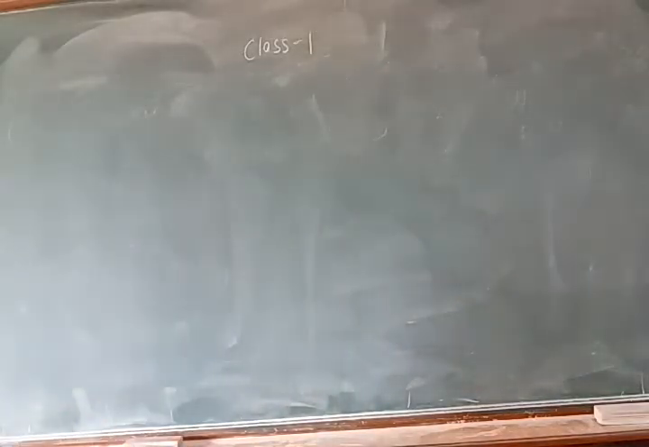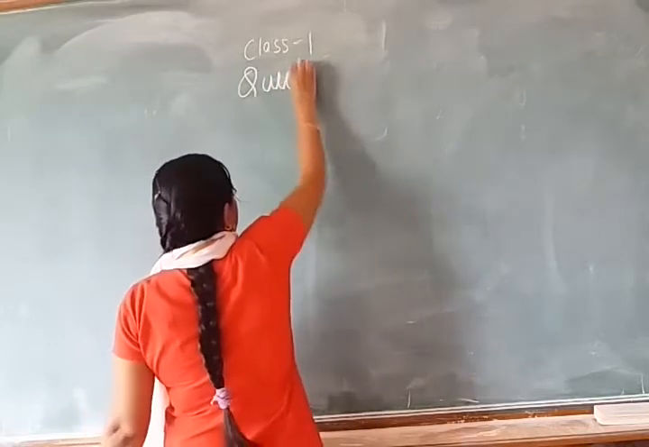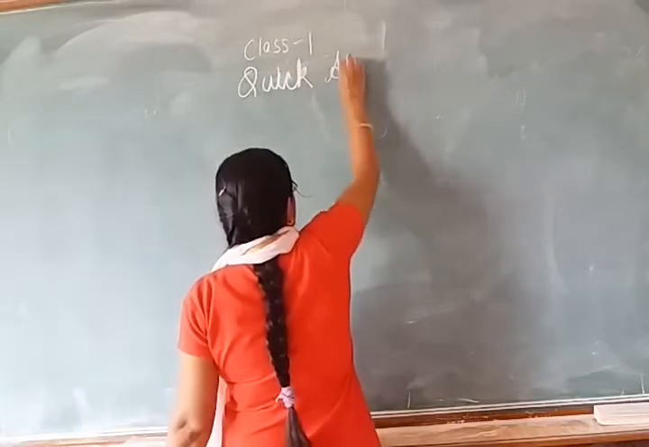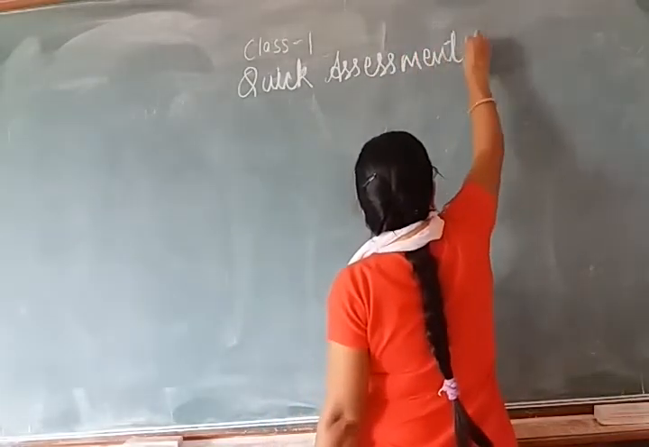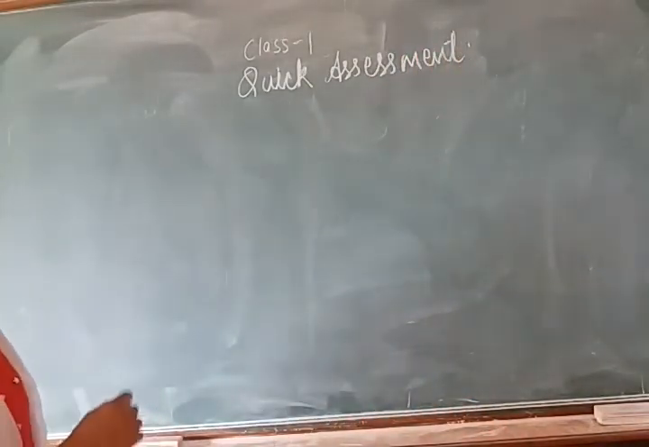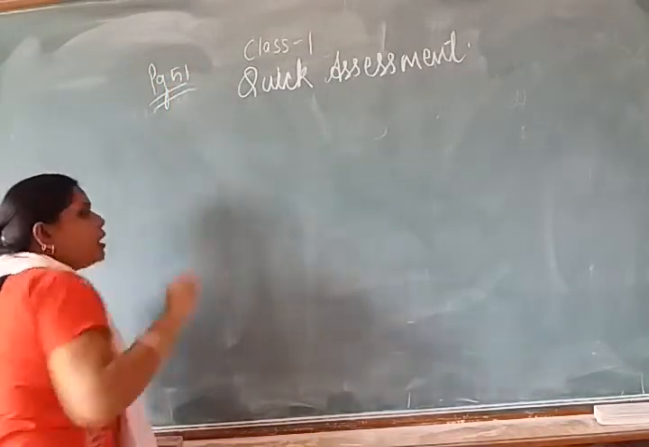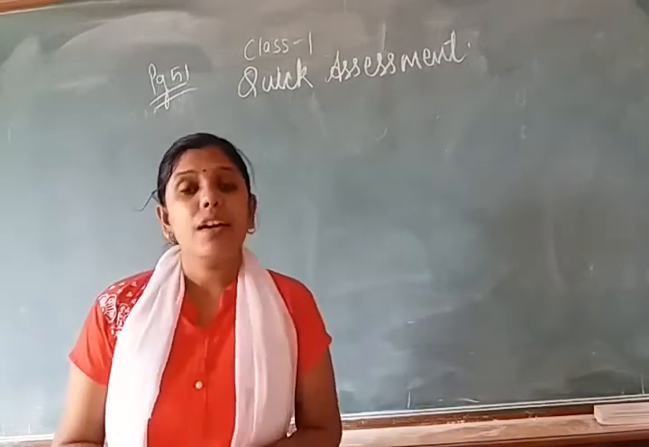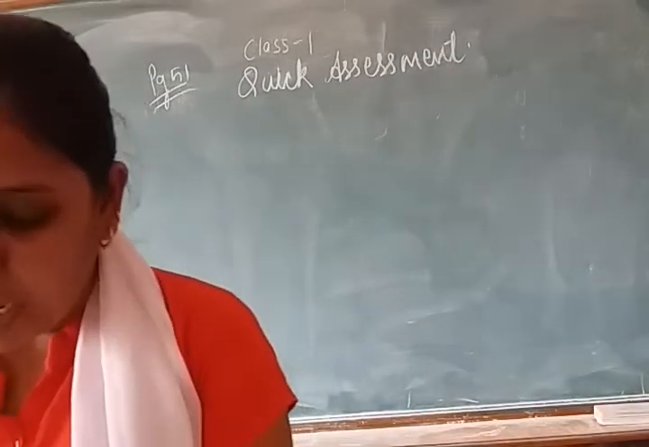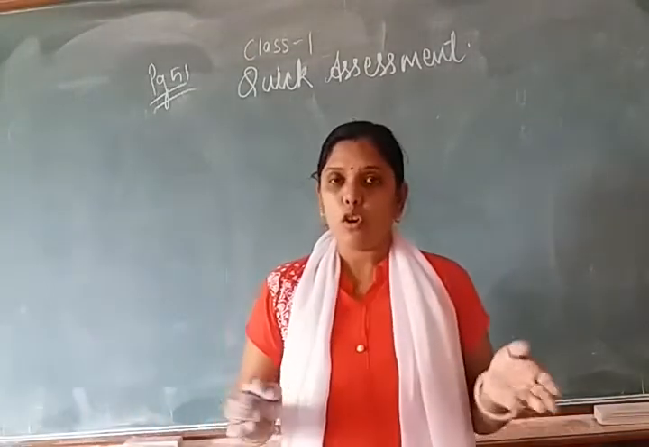Now we are going to solve quick assessment, that is given on page number 51. Quick assessment. On which page? 51. 3-digit numbers are given. We have to add 3-digit numbers by regrouping, by making a group.